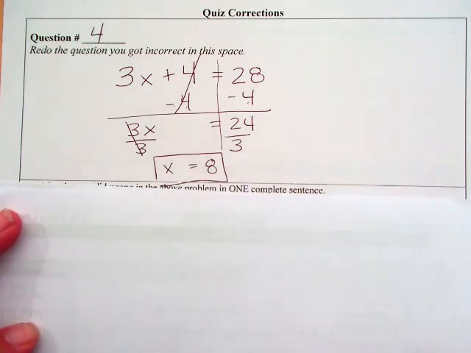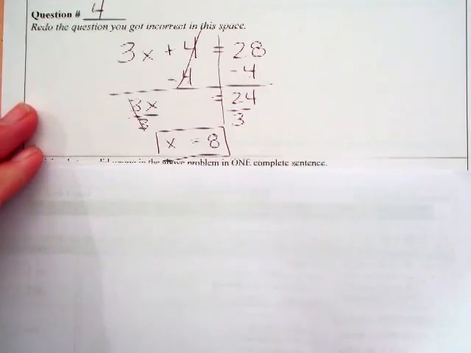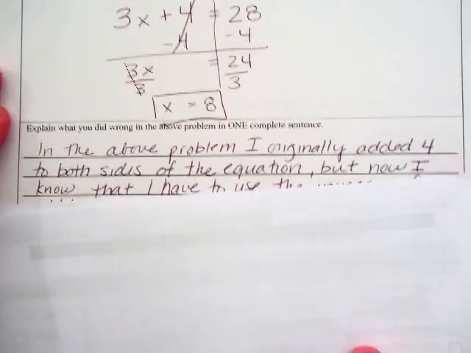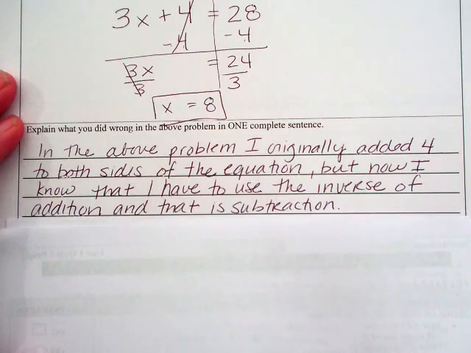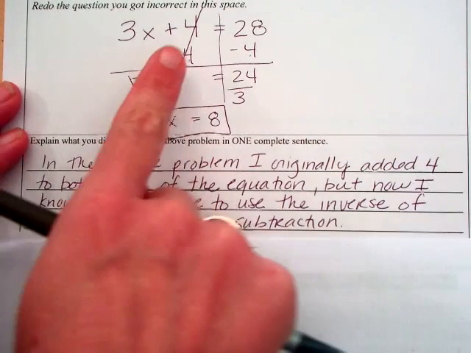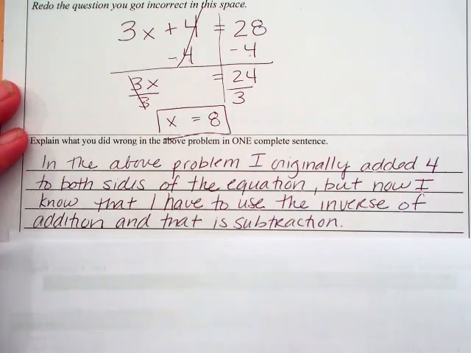So on the bottom, I'm going to write down what I did incorrectly. So for example, here I wrote, in the above problem, I originally added 4 to both sides of the equation, but now I know that I have to use the inverse of addition, and that is subtraction. So instead of adding 4 to both sides, I needed to subtract 4 from both sides.